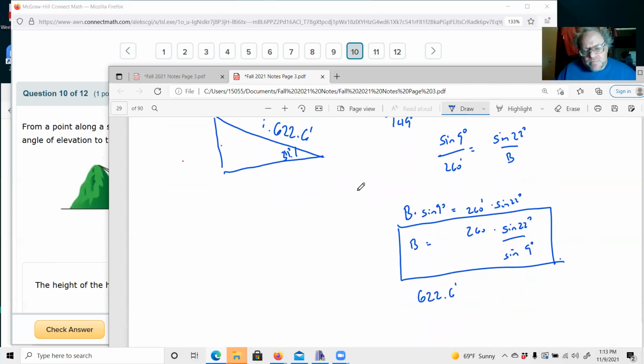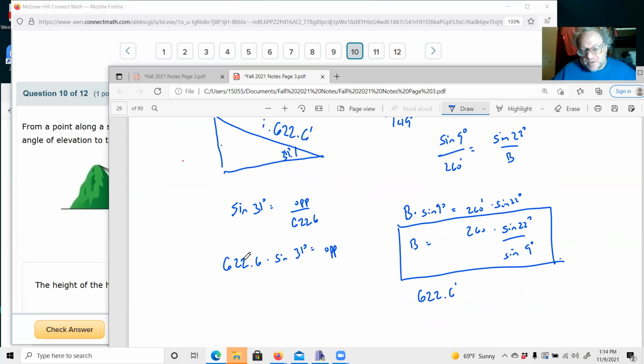Okay, now, do you know something that will relate the opposite, the hypotenuse and the angle? Oh, wait, that's sine. Sine of 31 degrees is equal to the opposite value divided by its hypotenuse. So this is 622.6 times sine of 31 degrees. This is equal to the opposite value.